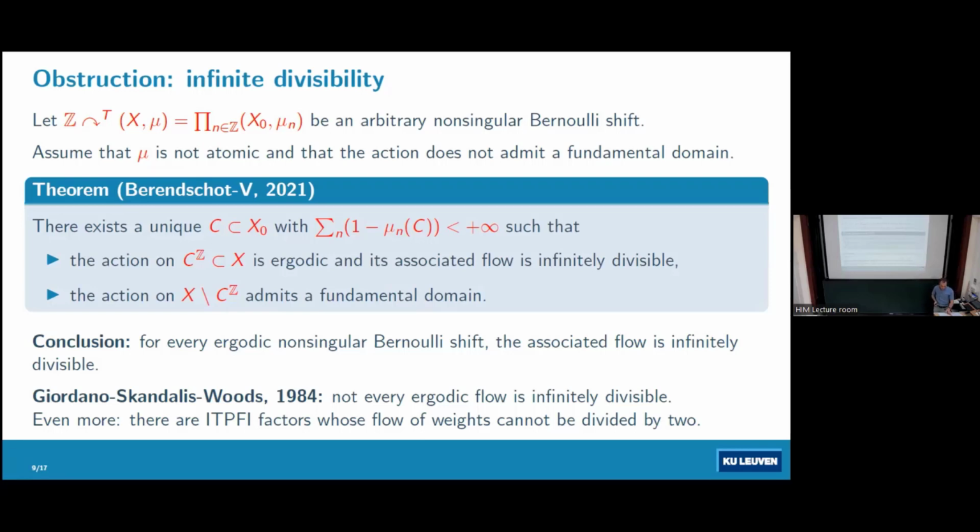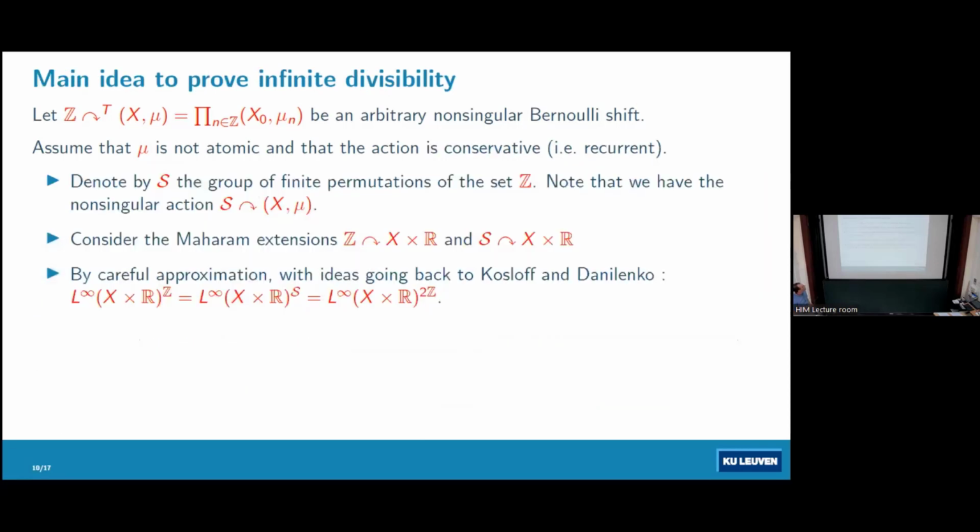Now I have one technical slide to give you some idea why for a Bernoulli shift the flow must be divisible, say, by 2. Let's not technically divide by n, but let's divide by 2. So here it goes, because there is one very beautiful idea that's in the back of this, and that's due to actually mainly Kozlov and Danilenko.